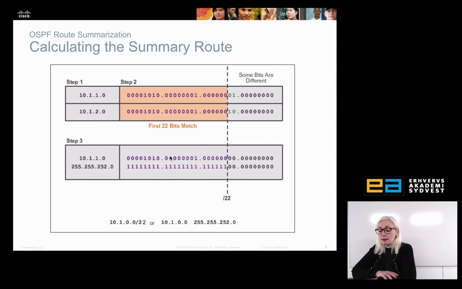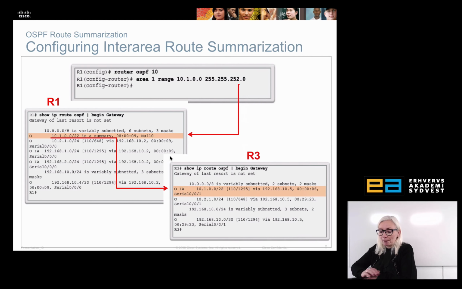No, it is 10.1.0.0/22, which is the new summarized route. And if I want to advertise a summarized route instead of the two original routes, well, then I go into my router OSPF on my border router. I say area 1 range 10.1.0.0, and then this is the subnet mask. This is a /22 in 255 notation.